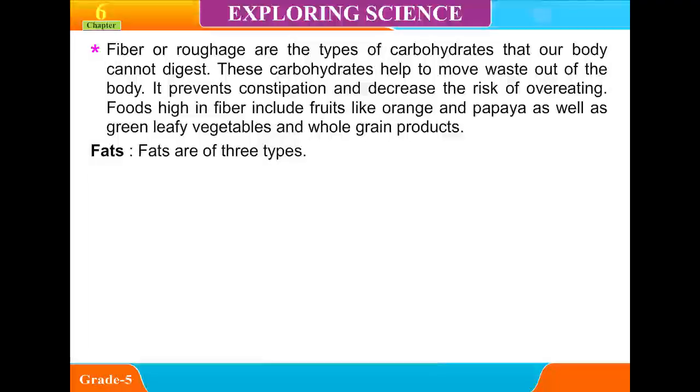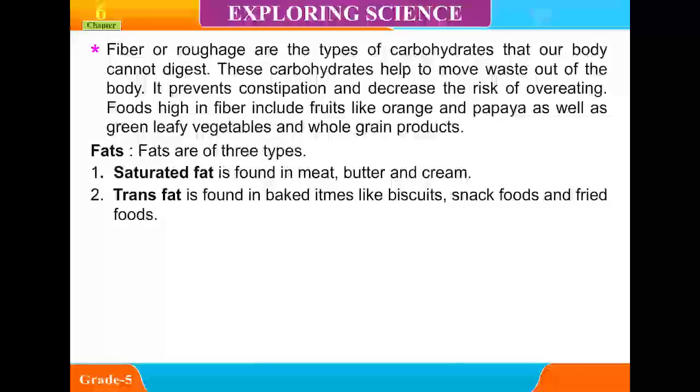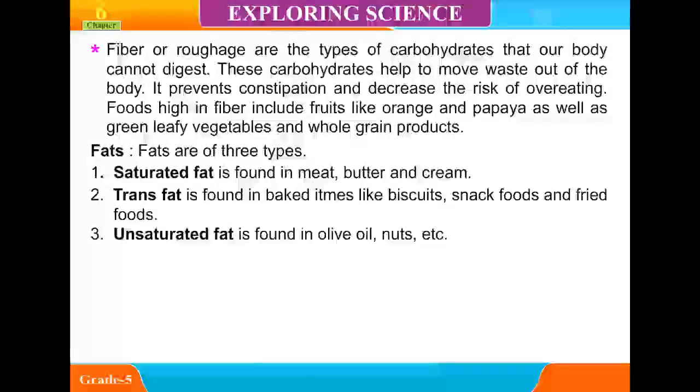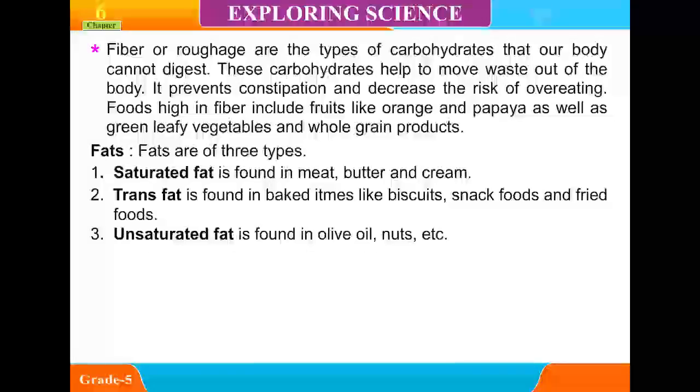Fats. Fats are of three types. 1. Saturated fat is found in meat, butter, and cream. 2. Trans fat is found in baked items like biscuits, snack foods, and fried foods. 3. Unsaturated fat is found in olive oil, nuts, etc.